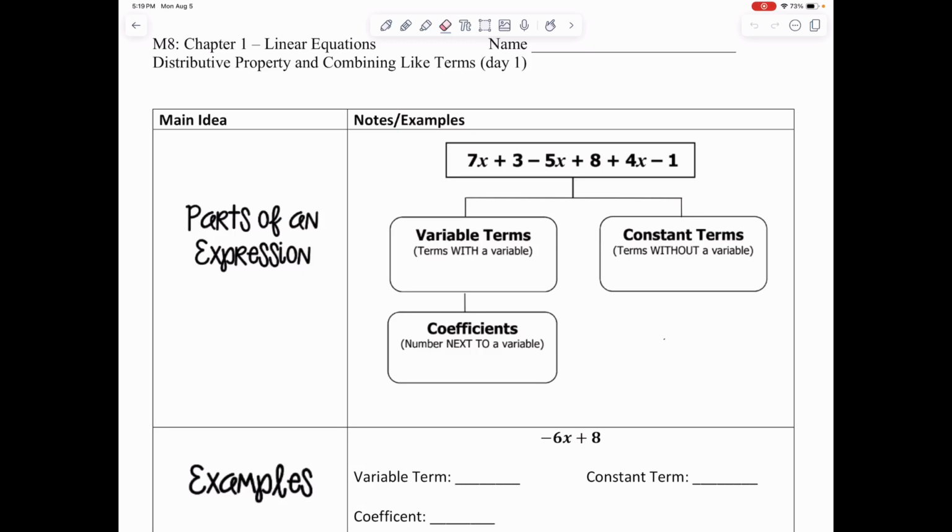Today's lesson is called Distributive Property and Combining Like Terms, Day 1. So we want to start with the first main idea, which is: what are the parts of an expression?